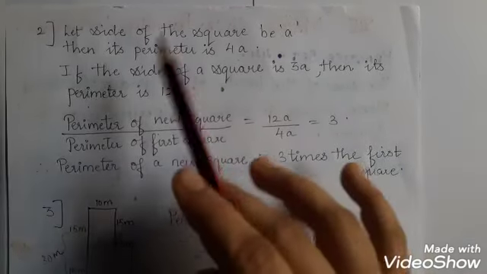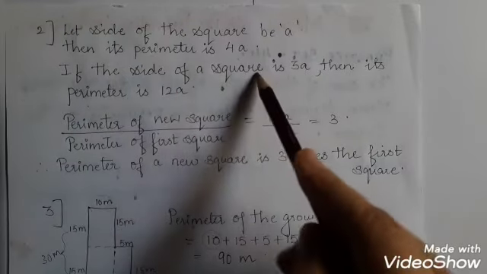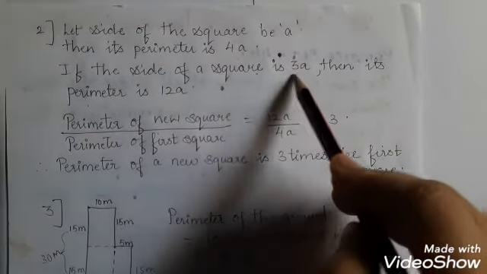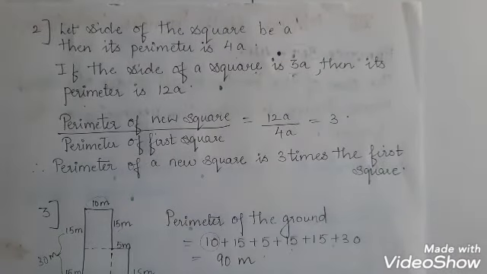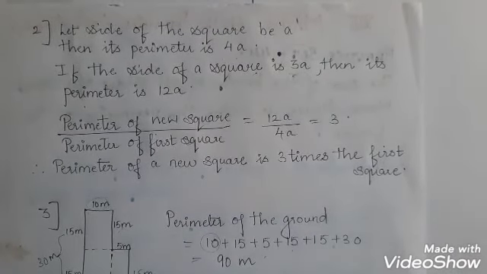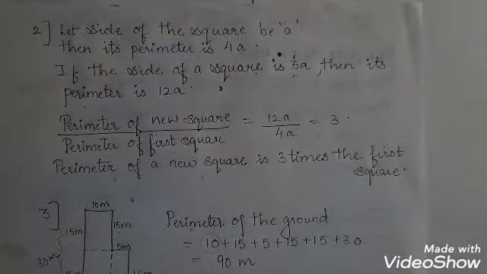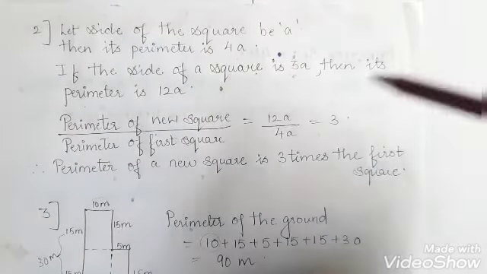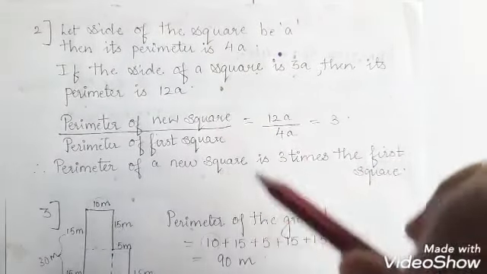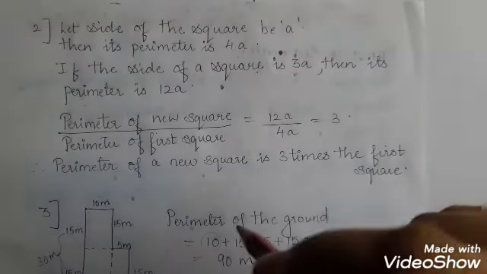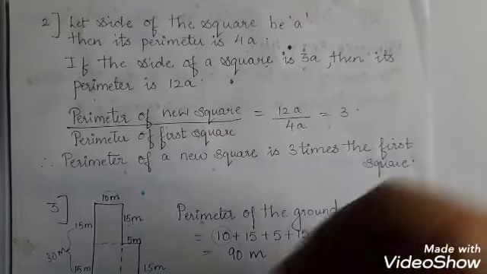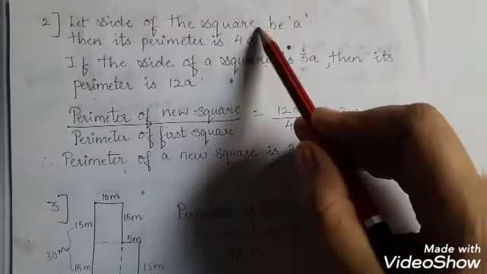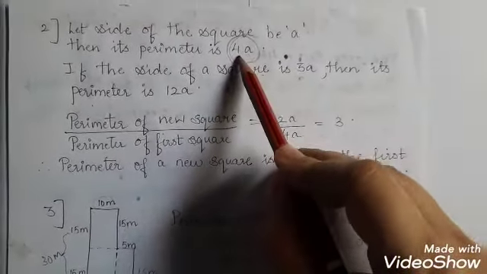Okay. Now according to the equation, if the side of a square is tripled, that means it is multiplied by 3. So the side of a square is multiplied 3 times. Then its perimeter will be 12A. Why 12A? Because the perimeter is 4 into A.